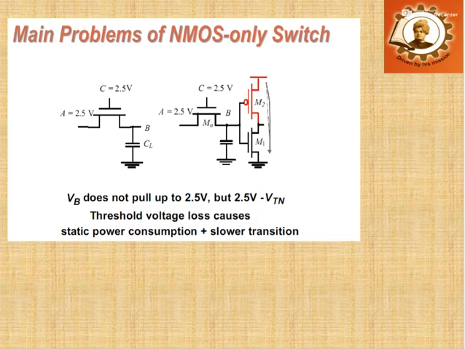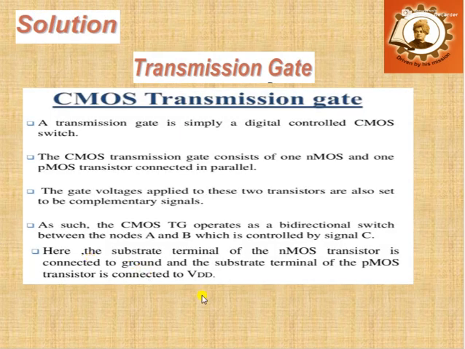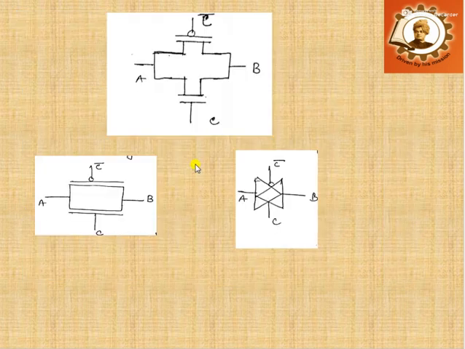So there must be some solution to avoid this type of problem, and that solution is the transmission gate. A CMOS transmission gate is a parallel connection of NMOS and PMOS that realizes a simple switch. So this is shown in the figure. Here the inputs to the gates of NMOS and PMOS are complementary to each other.